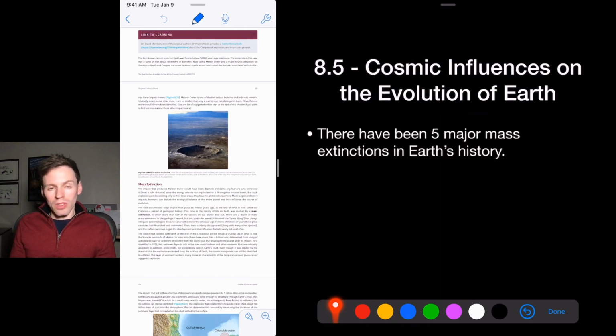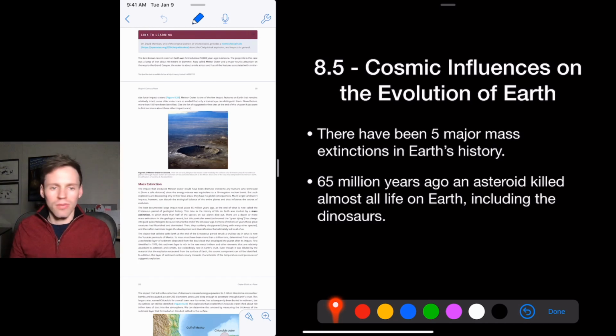So those craters aren't such a big deal. You wouldn't want to be anywhere right near it, but if you're in Phoenix, you probably wouldn't notice an issue. But there have been 5 major mass extinctions in Earth's history. There's been a dozen or so that you could measure, but 5 major ones, nearly wiping out all of life. And climate changes, ice ages, things like that cause mass extinctions. But the one that we think about all the time is the one that killed the dinosaurs, because who doesn't love dinosaurs? 65 million years ago, an asteroid killed almost all life on Earth, including the dinosaurs.